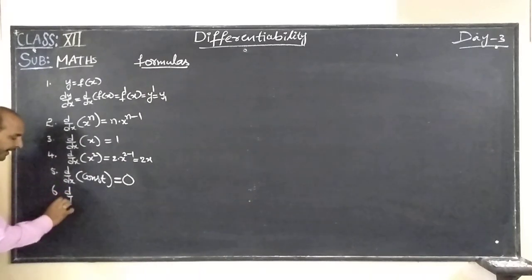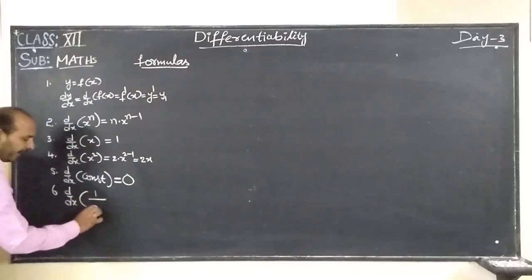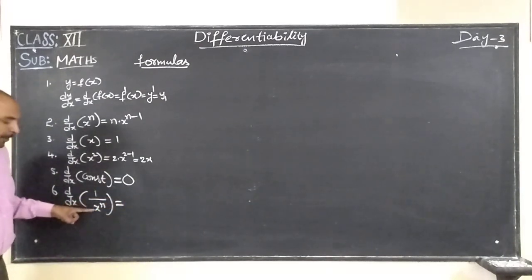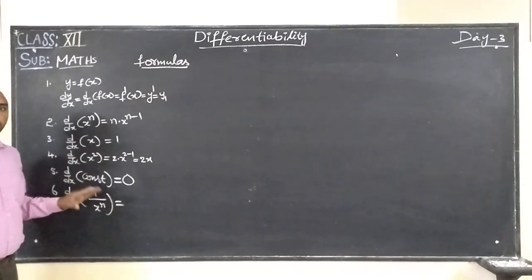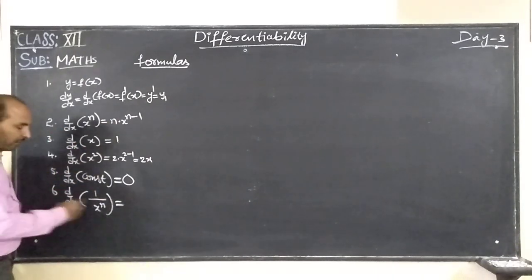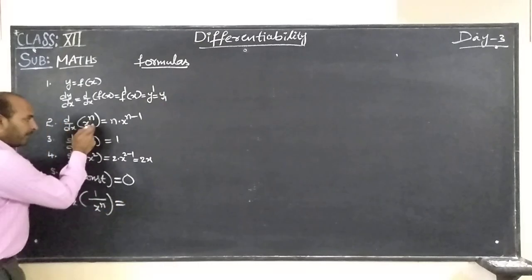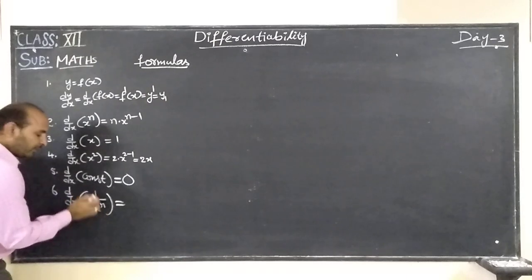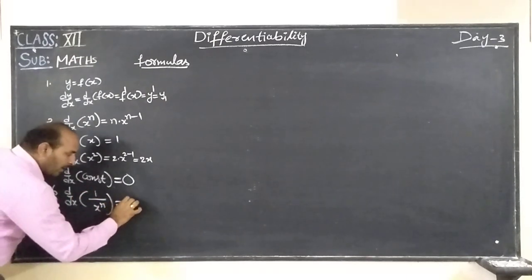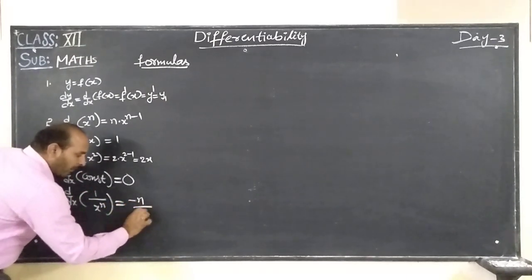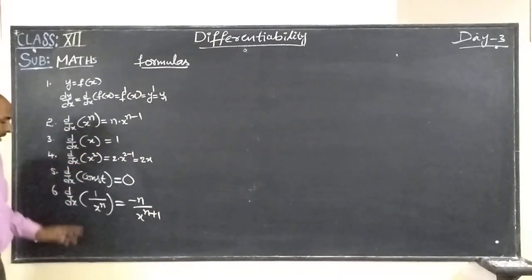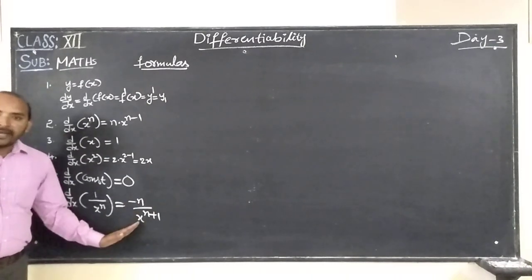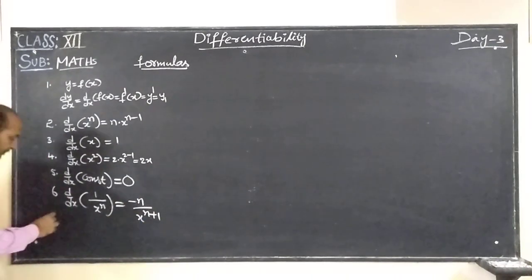Next, d by dx of 1 by x power n. Taking x power n into the numerator, that is x power minus n. Same thing you can apply, minus n into x power minus n minus 1. You will get one formula: 1 by x power n you can write as minus n by x power n plus 1. d by dx of 1 by x power n is equal to minus n by x power n plus 1.